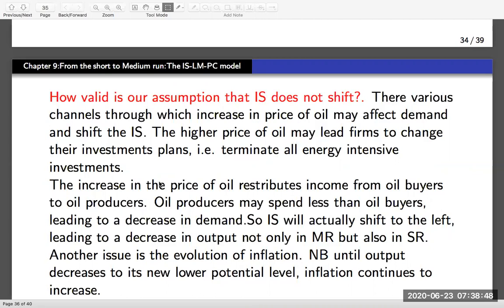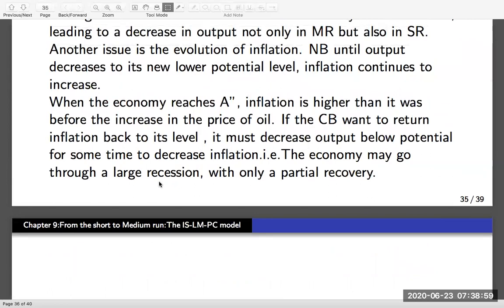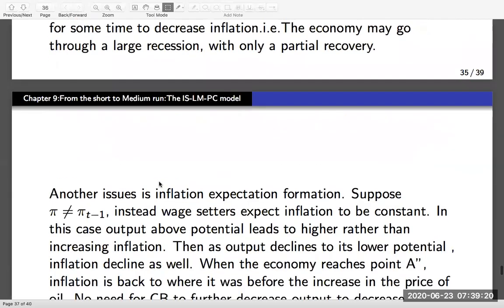Another issue is the evolution of inflation. Until now, as output decreased to its new lower potential level, inflation continued to increase. Now, when the economy reaches point A, inflation is higher than it was before the increase in the price of oil. If the central bank wants to return inflation to its previous level, it must decrease output below potential for some time. The economy may go through a larger recession with only a partial recovery. So that's one of the challenges.